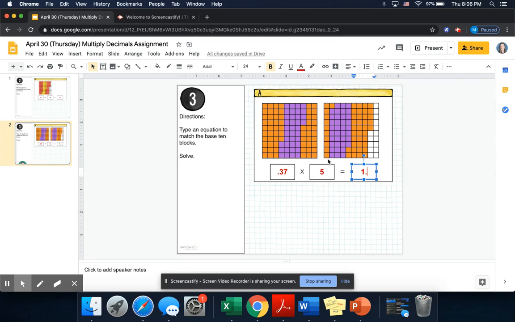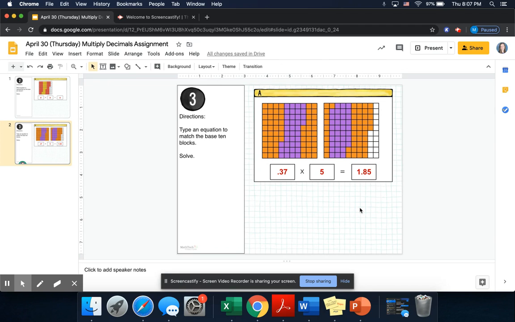So I'm going to count by tens. 10, 20, 30, 40, 50, 60, 70, 80, 81, 82, 83, 84, 85. 85 is going to be behind my decimal. These leftover guys, don't worry about them. It's just showing you that they're not filled in all the way. So this is not a whole number. And that is how you do this assignment.